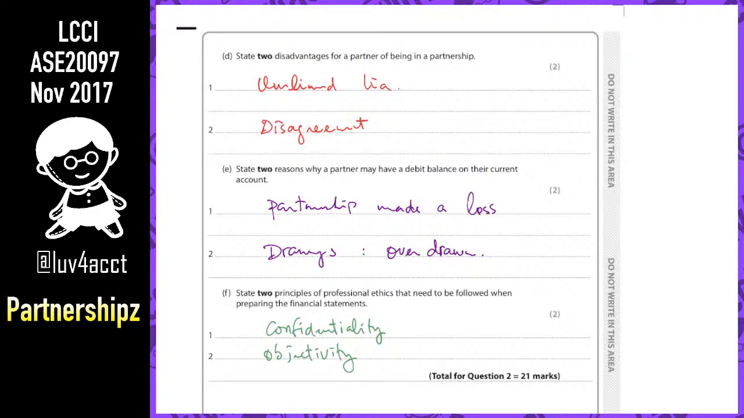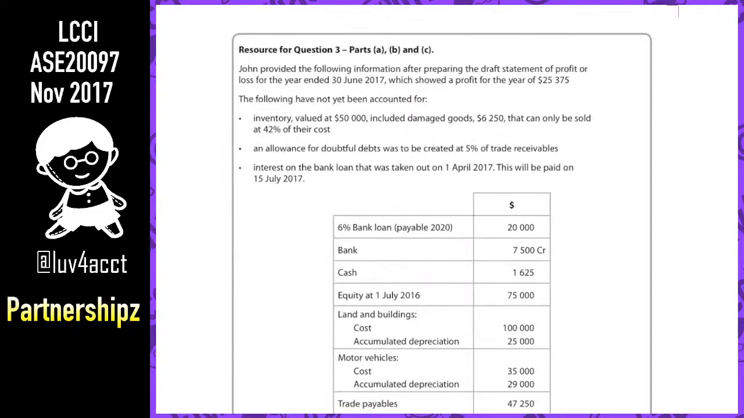Okay, professional behavior, integrity. Okay, all these can be. Okay, so 21 marks for this question. Okay, let us continue with question 3.